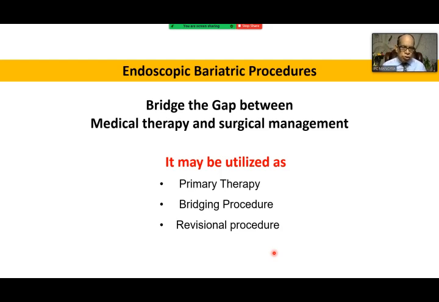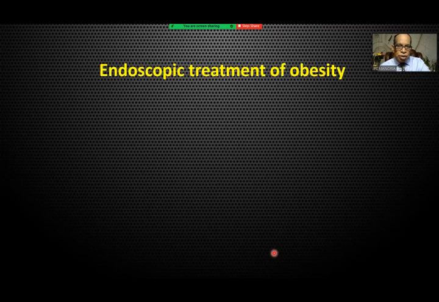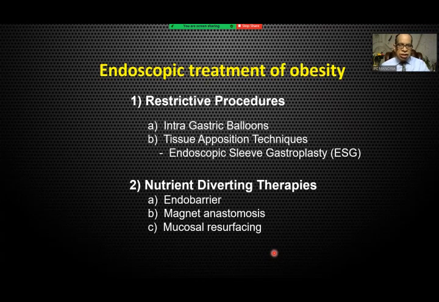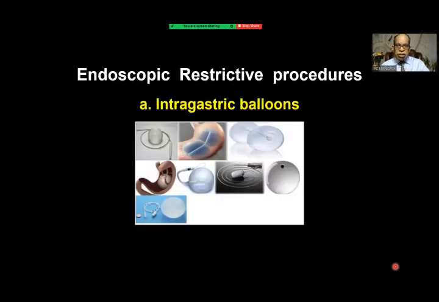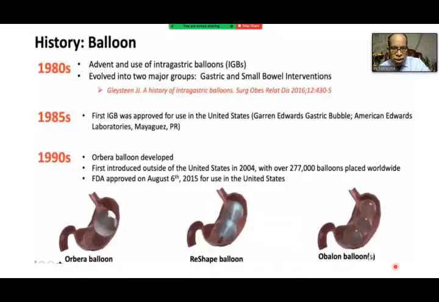And they can also be used for revisional procedures, that is, if following a bariatric surgery there's an increase in weight, these procedures can be done. These are the different modalities of endoscopic treatment of obesity. We have restrictive procedures, which include intragastric balloons. Then we have tissue apposition techniques, that is endoscopic sleeve gastroplasty. And we also have nutrient diverting therapies like EndoBarrier, magnetic anastomosis, and mucosal resurfacing. Now these are the panoply of balloons which are available.